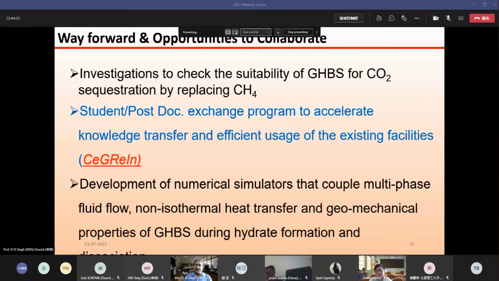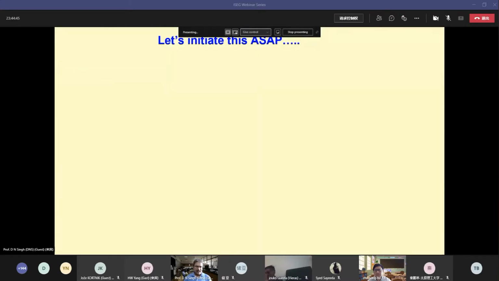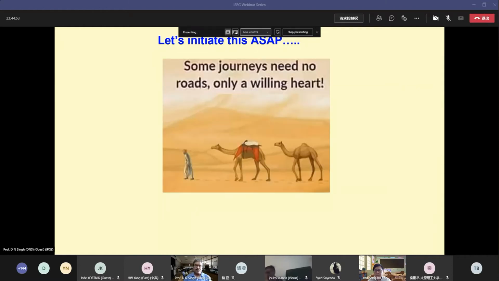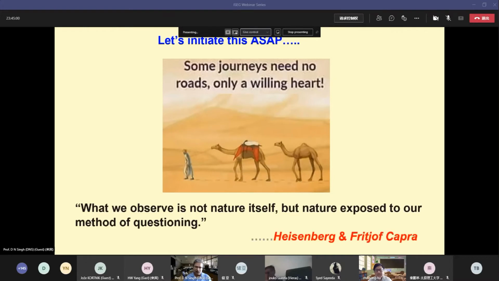Development of numerical simulators that would couple multi-phase fluid flow, non-isothermal heat transfer, and geomechanical properties of gas hydrate bearing sediments during hydrate formation and dissociation. So my request to all of you who have heard me is, let us initiate this collaboration as soon as possible. And of course, I always keep this quote in front of me: some journeys need no roads, only a willing heart. And there's another motivating quote which comes to my mind: what we observe is not nature itself, but nature exposed to our methods of questioning.